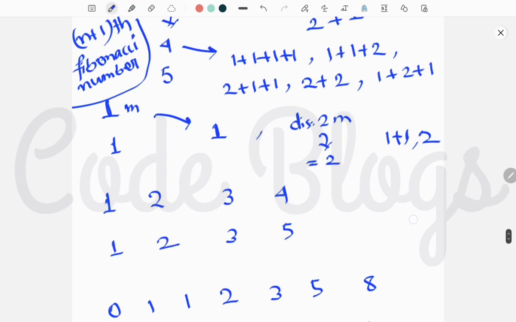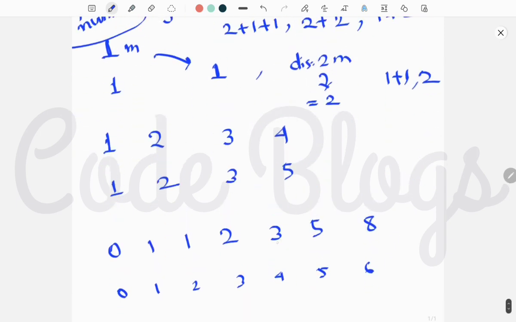Now check in case of 3. That means the input n is 3, and we have to return the n plus 1th Fibonacci number, that means the fourth Fibonacci number, which is 3, and that is returned. This is the result.